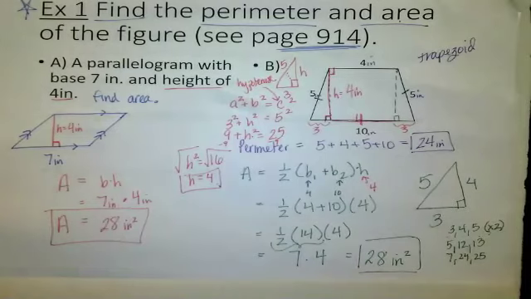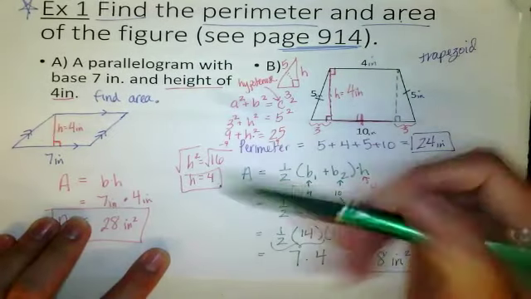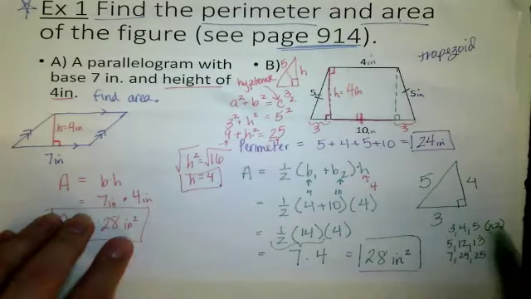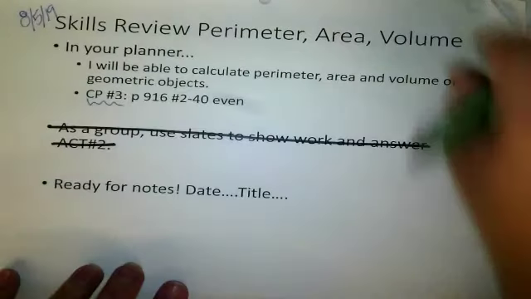And they do this all the time on ACT tests. So you don't have to do all of this work if you know your triples. Okay? You just know them. So 3, 4, 5, and 6, 8, 10 are really common ones. 5, 12, 13 is the next most common.